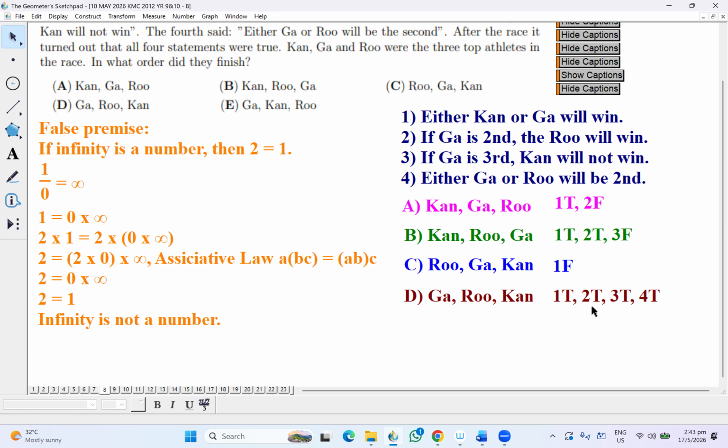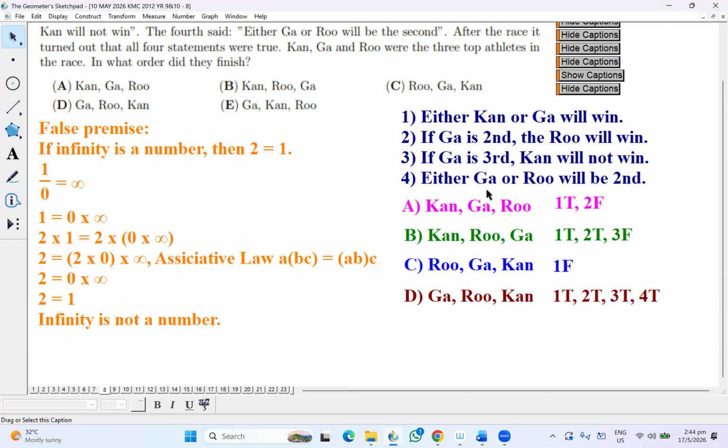Okay, then the third statement. If Ga is third, Kang will not win. Again, Ga is not third, so anything you say also correct. The third statement is true because of the false premise. Then the fourth statement.